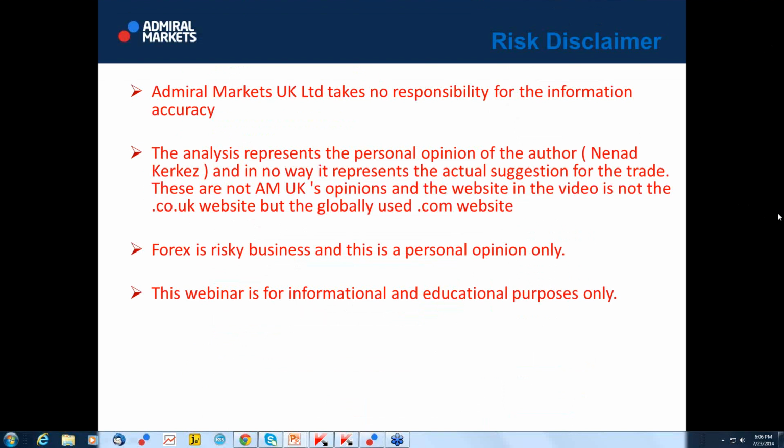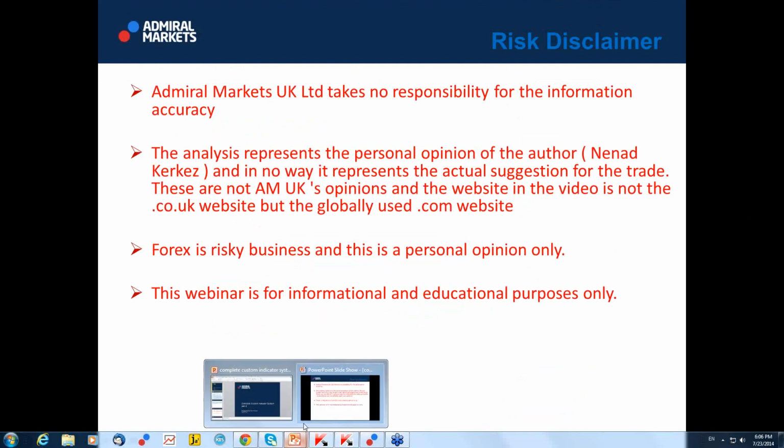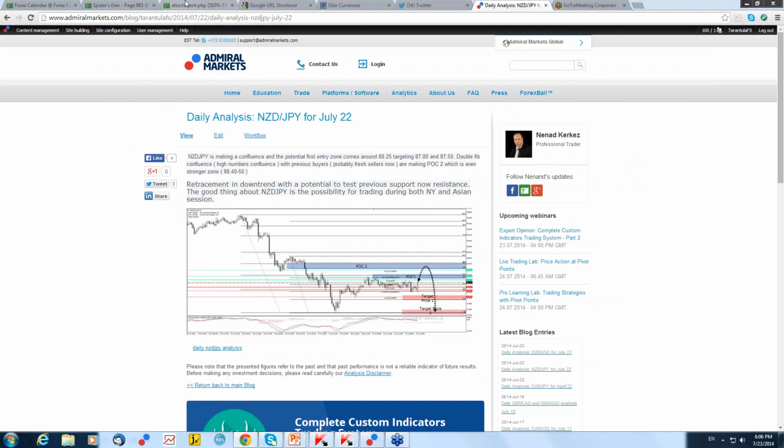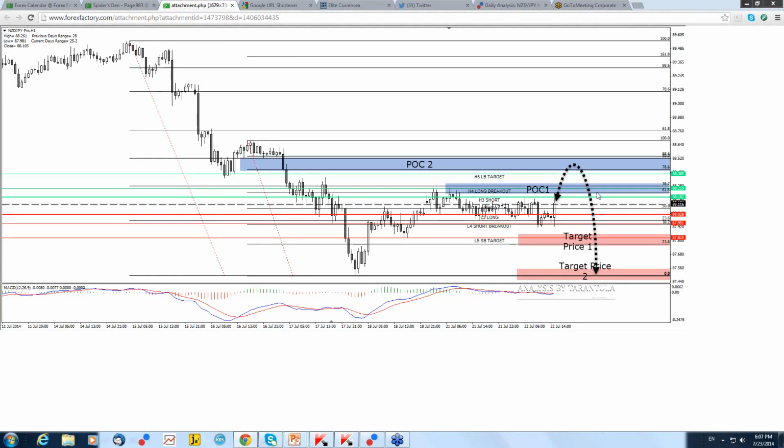The thing is, a POC zone always has a 10 pip buffer. Sometimes it will happen that, as in this example, this blue rectangle, maybe I should have put it here, but actually 88.25 to 88.15, I marked this 88, and you need to use your common sense. Actually, confluence here is H3, H4, 38 to 61.8.